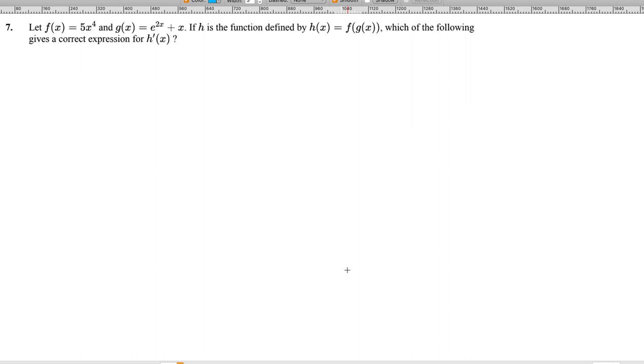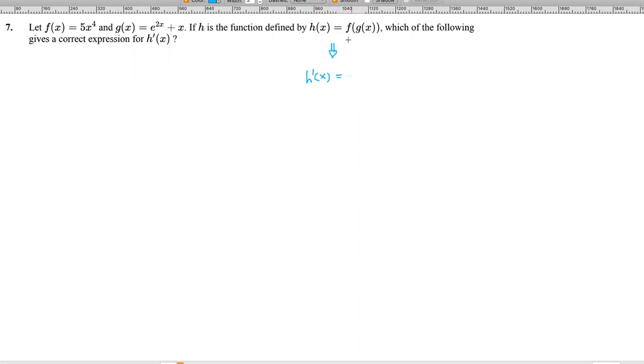They're basically giving us the composition between these two functions here, and they want to know which one gives us the correct expression for h prime of x. What I think is best is to get h prime of x in the most general case as they have it defined right here. So the derivative of h of x is equal to, now this here is just chain rule.